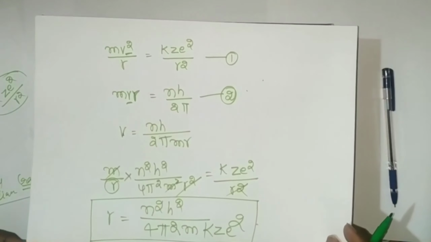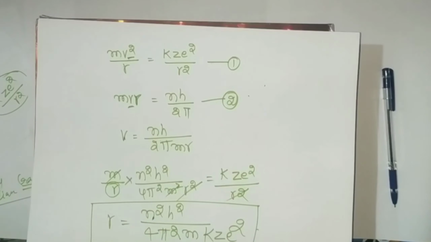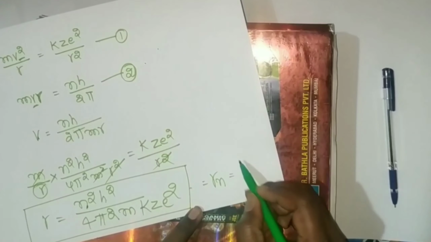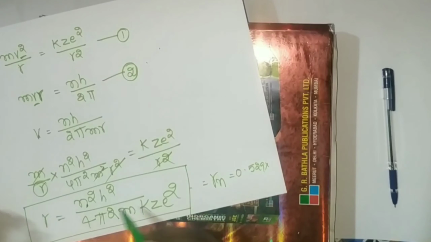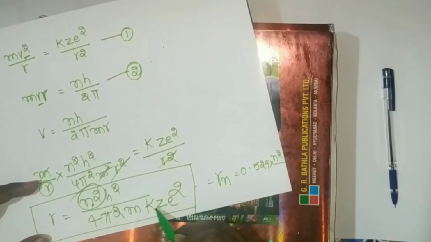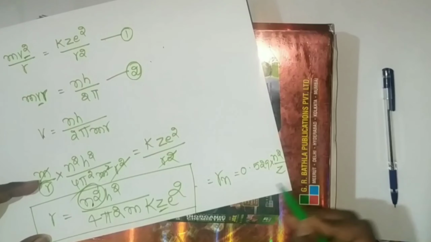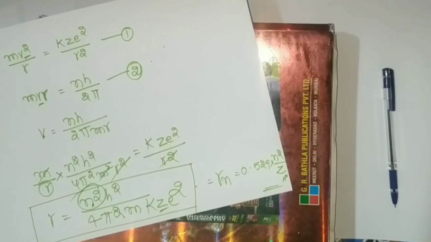So now we have to substitute the values here, that is n value, number of shell, then h Planck's constant value and pi value. We can get the value, that is radius of nth orbit is equal to 0.529 into n square upon z angstroms. So this is the formula to find out the radius of Bohr orbit.